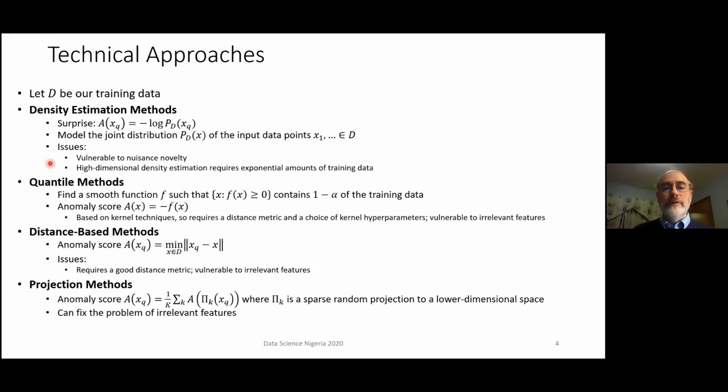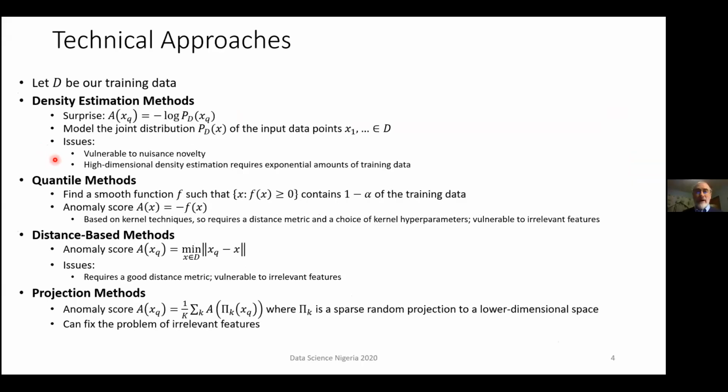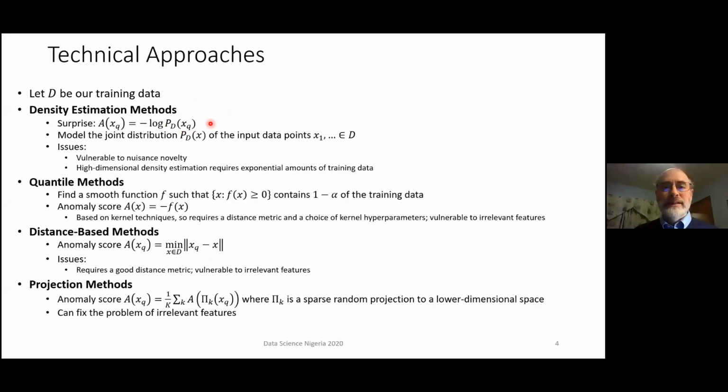First of all, if there is something that is a nuisance novelty, some random change in the background of an image or something, then we might assign it a high anomaly score. So that's a problem. The other problem is that, as we will see, modeling probability densities in high dimension can require too much data. So that's the big challenge there.